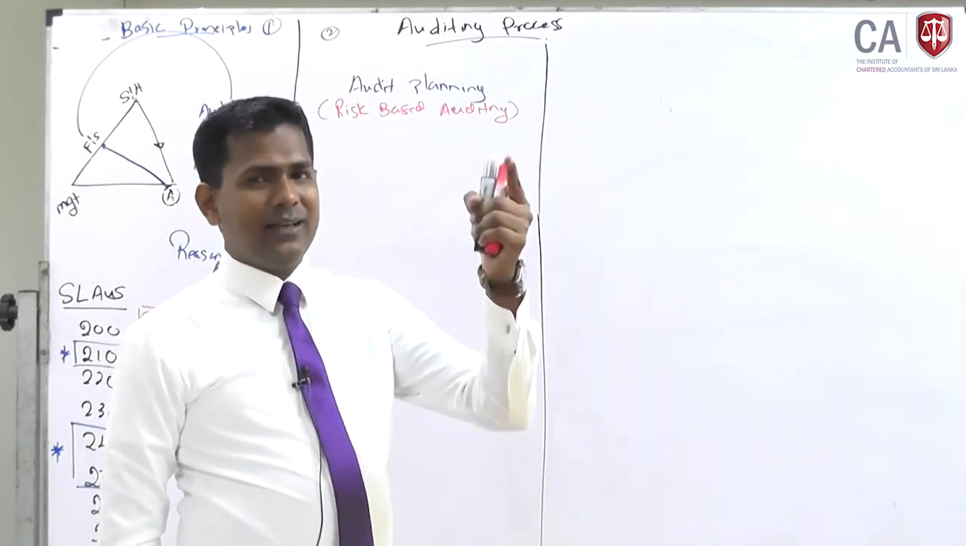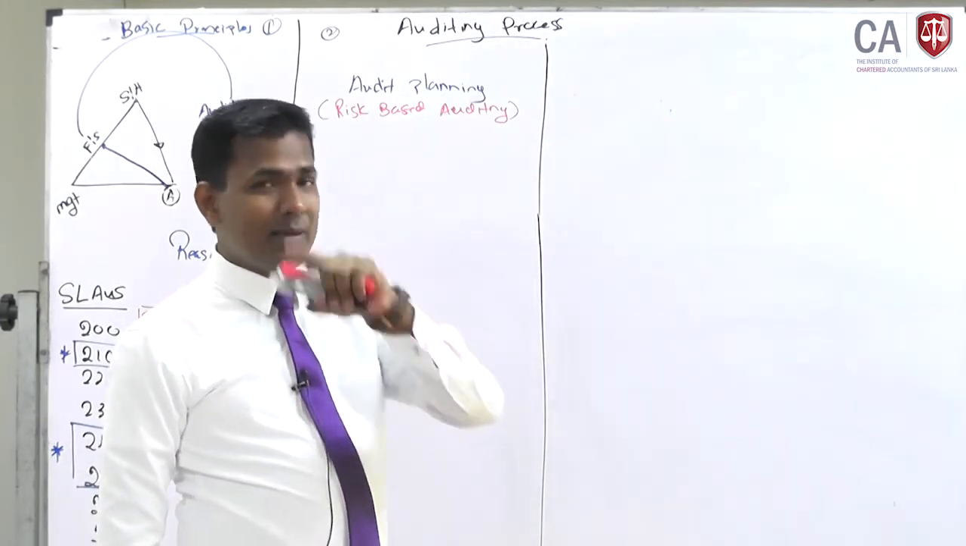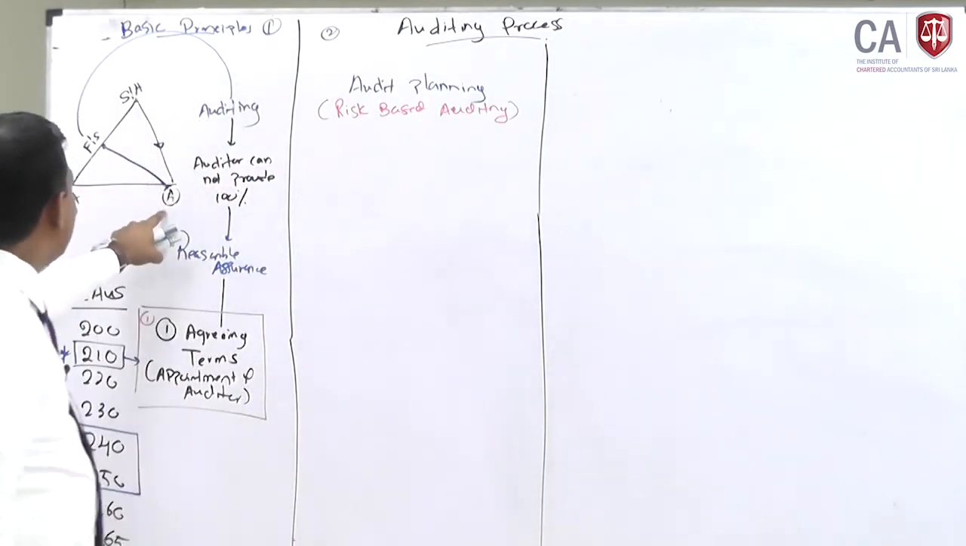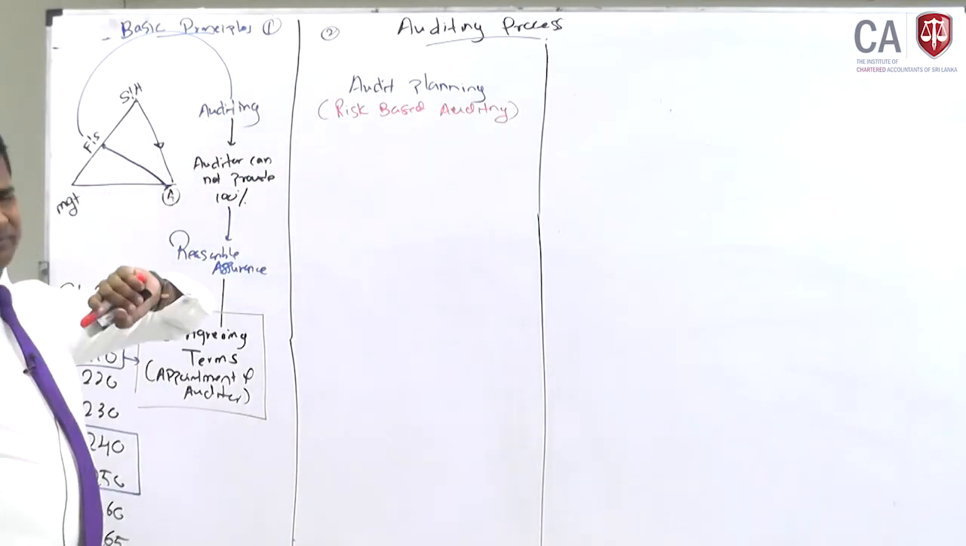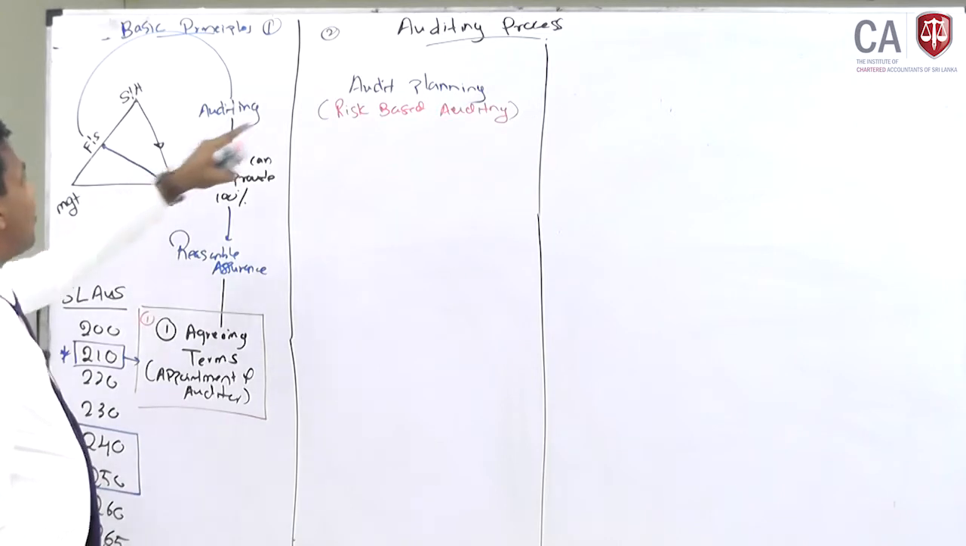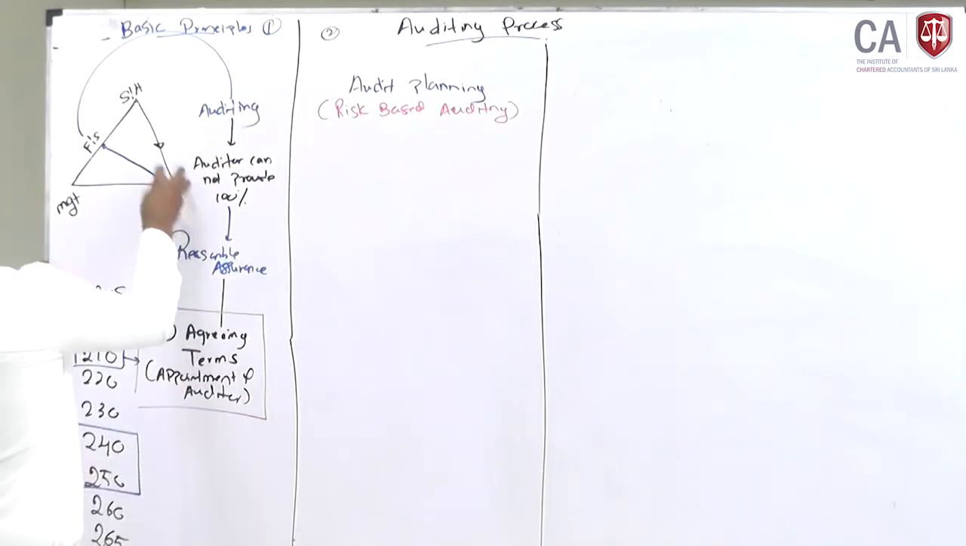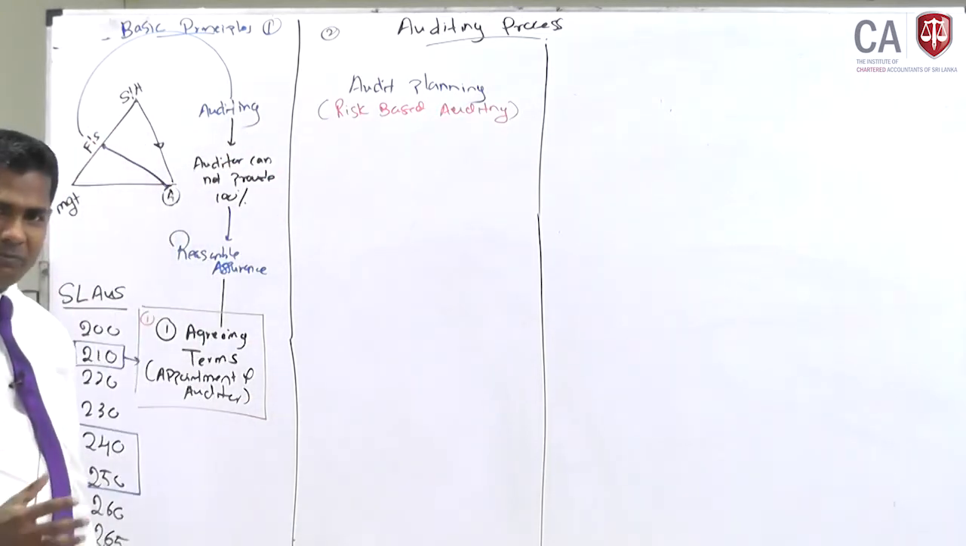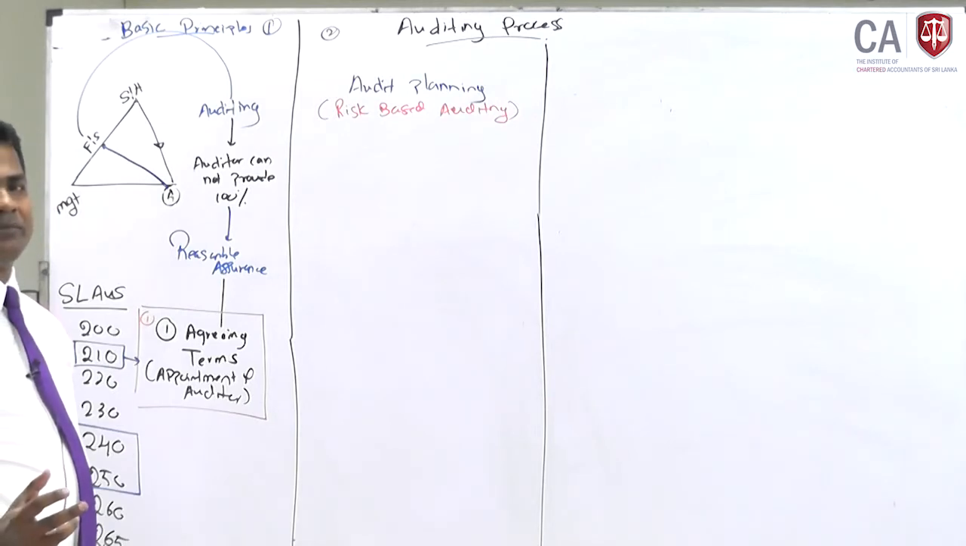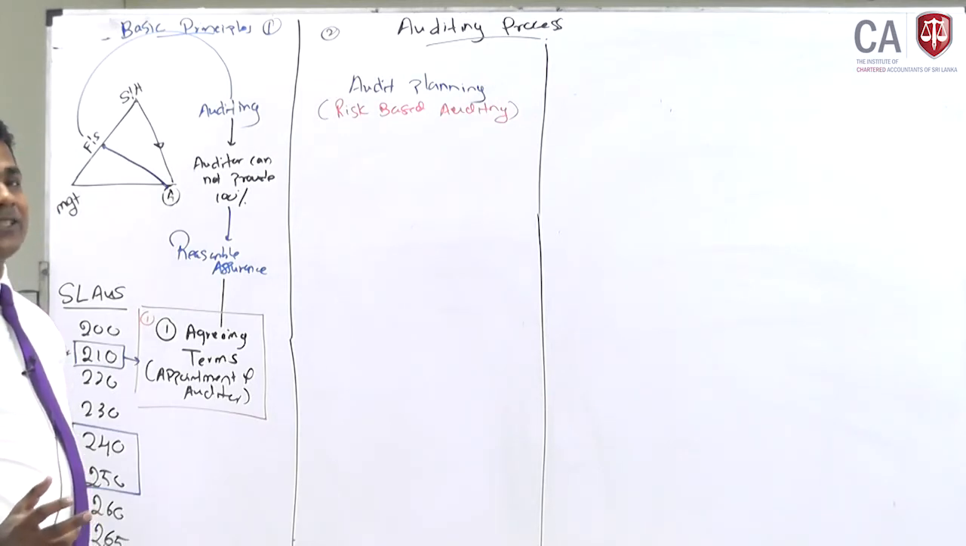That is called planning. A doctor does planning. Similarly, a chartered accountant makes some planning. That is called audit planning. We plan what area should be checked. We plan what area should be checked, right? So that is called audit planning.